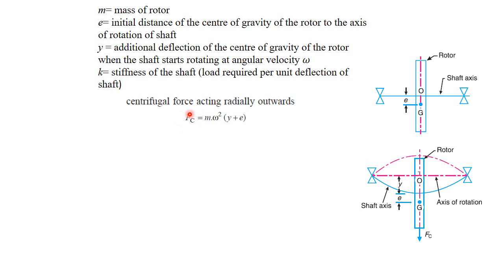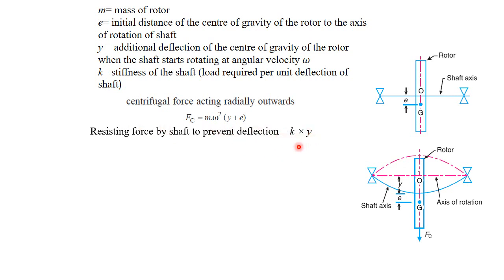This centrifugal force will be resisted by the force due to the stiffness of the shaft. So the resisting force of the shaft is k into deflection y. y is the deflection of the shaft from its mean position, and y plus e is the total deflection of the centroid of the rotor from the mean position of the shaft. So the resisting force of the shaft is stiffness into deflection.